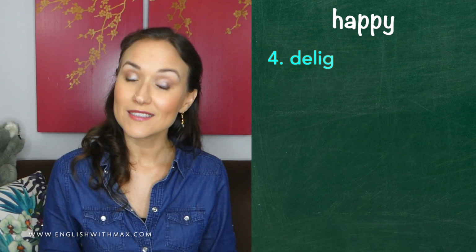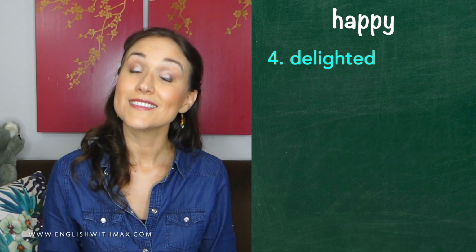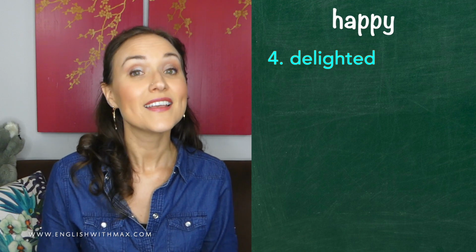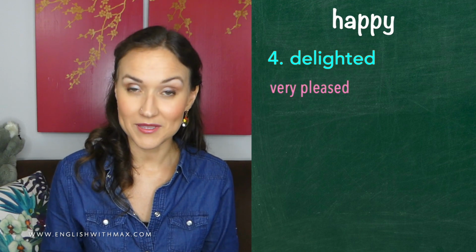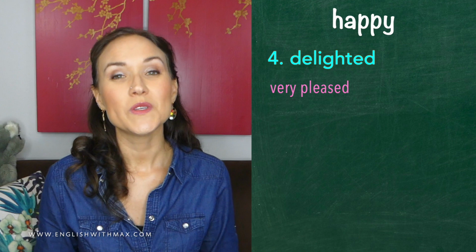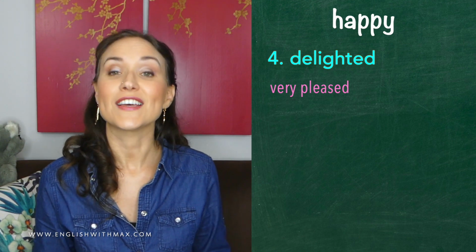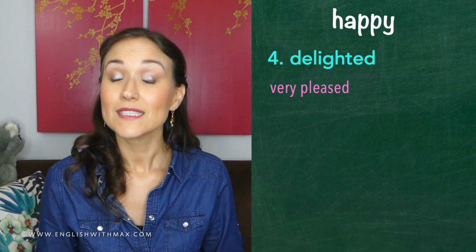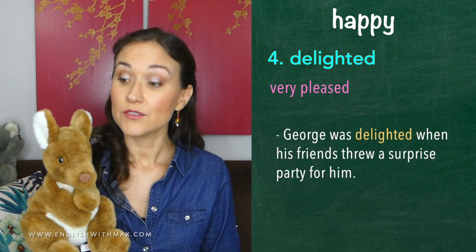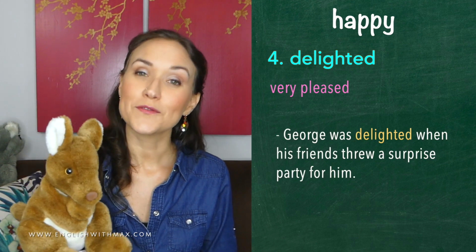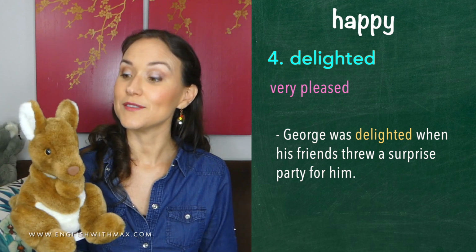Next we have delighted. Delighted. This means very pleased. We use this when we are happy about a specific thing that has happened. For example, George was delighted when his friends threw a surprise party for him.